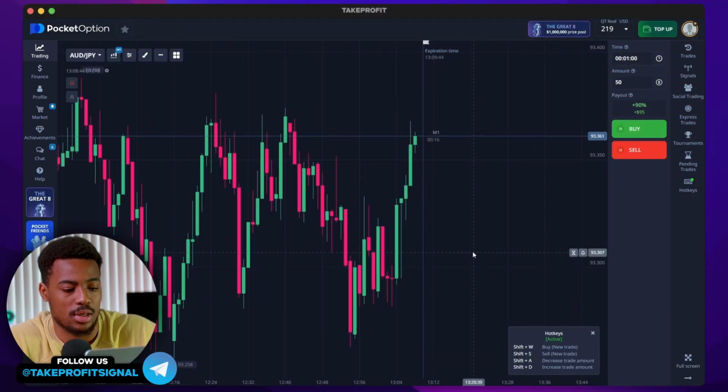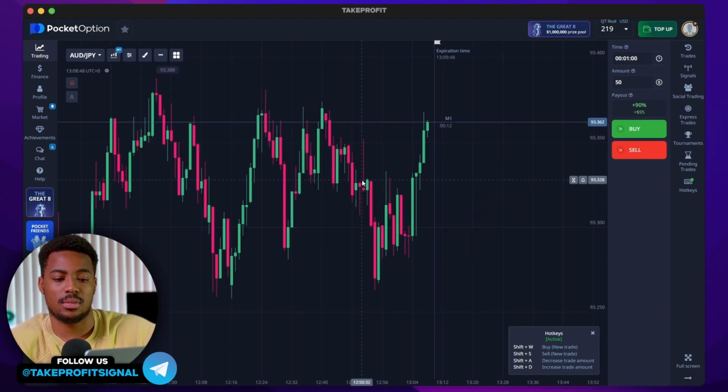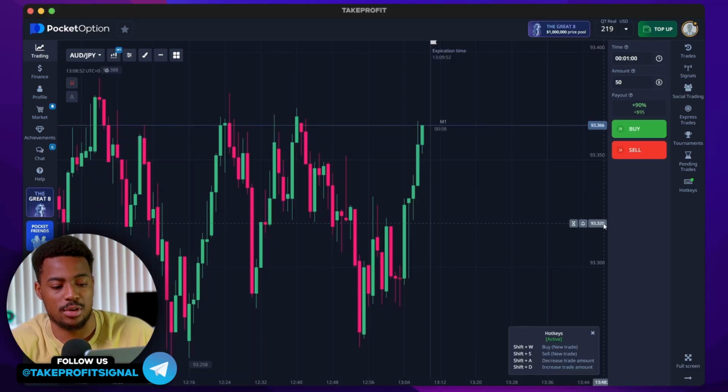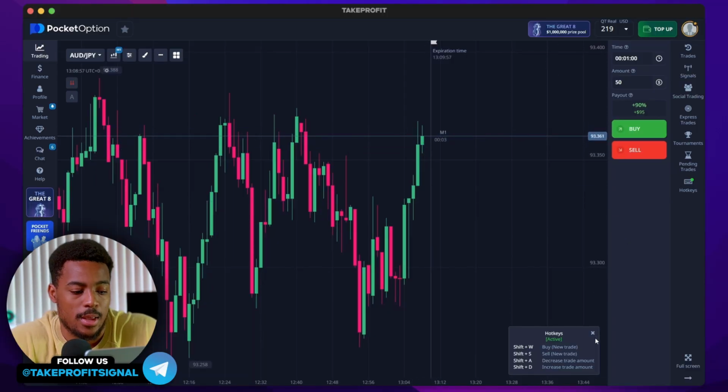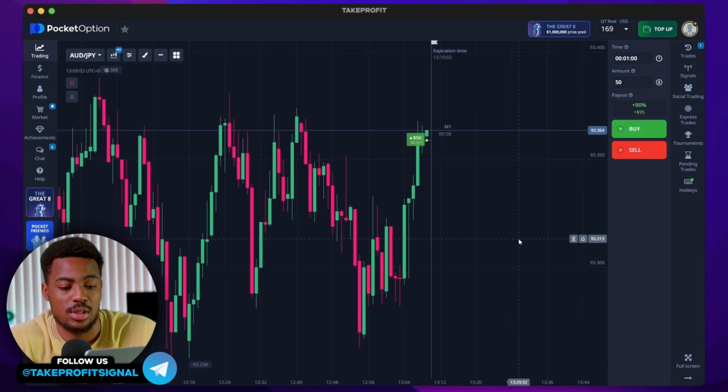So I open the desired currency pair. I will use $50 for the trade. Everything has not changed here. So I'm waiting for the last candle to open, to open the trade as soon as possible. So the trade is open. So let's wait for the trade to close.